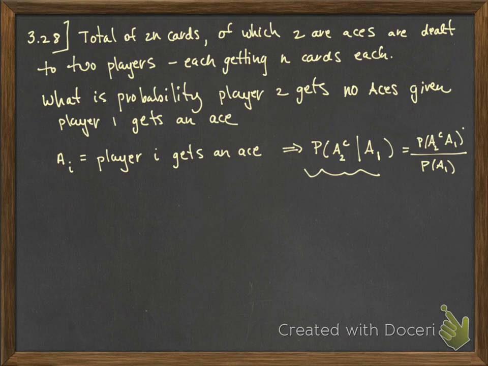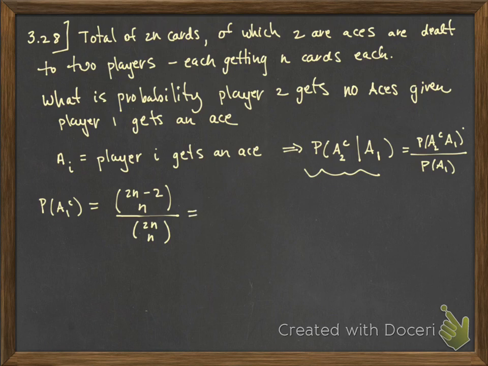The probability of A1 is not as easy to find directly, so we're going to find the probability of A1 complement. And that is that A1 gets no aces, which means of the remaining non-ace cards, 2n minus 2, we choose the n cards that player 1 gets, out of 2n choose n total ways to get n cards from the 2n.